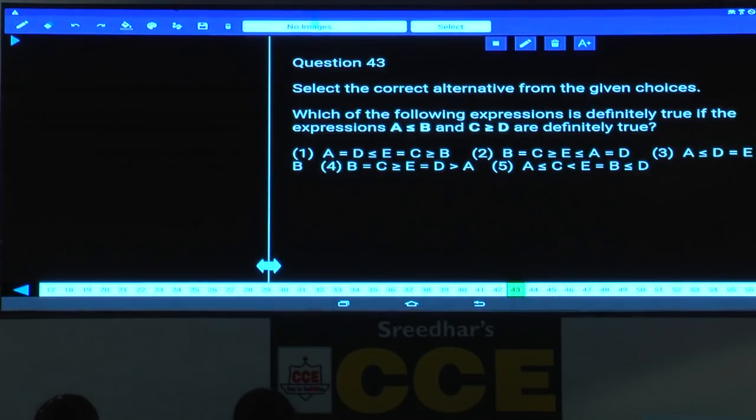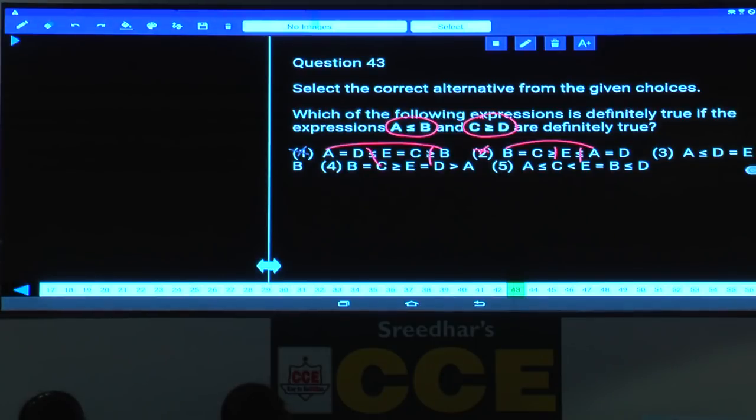Then coming to 43, which of the following expressions is definitely true? The expression A lesser than or equals to B and C greater than or equals to D, definitely true. Now tell me in choice 1. Between A and B, there is one lesser than, one greater than, two opposite symbols, no relation. Then between these two, B lesser than or equals to A, that means again here also there is one greater than, one lesser than, two opposite symbols, that is ruled out.